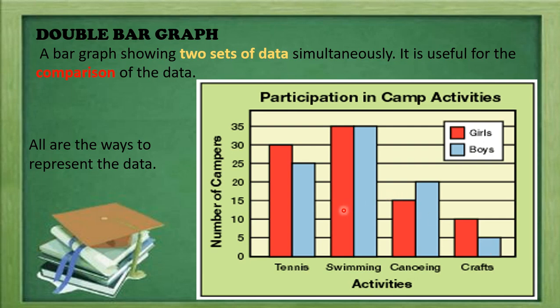So among all these graphs, which show the data in picture form, the data is easy to understand, easy to interpret, or easy to generate any useful information from. All these types of graphs we use to represent the data: pictograph, bar graph and double bar graph.